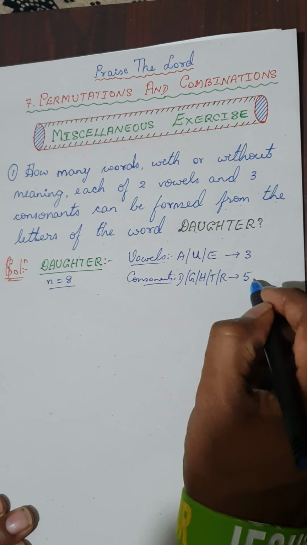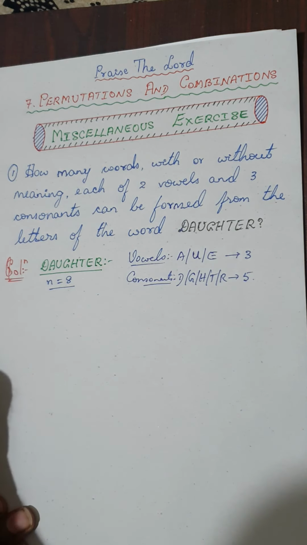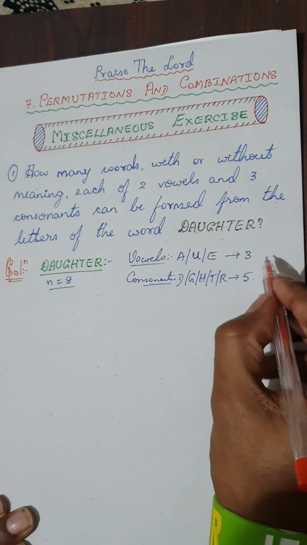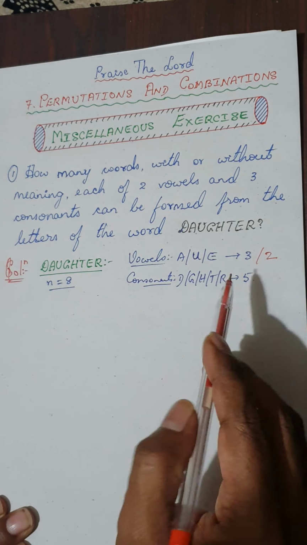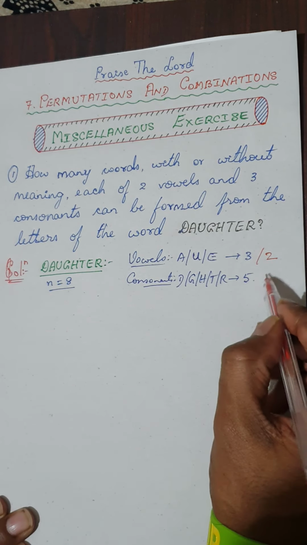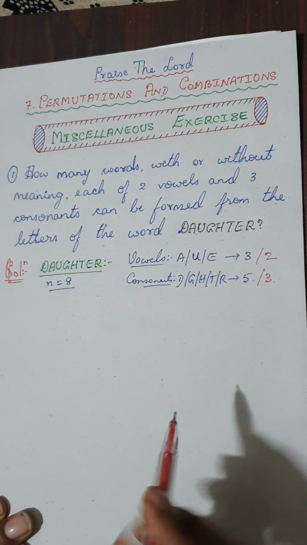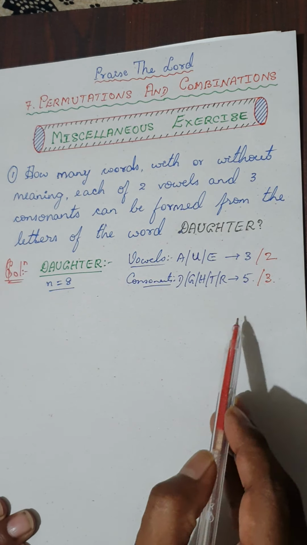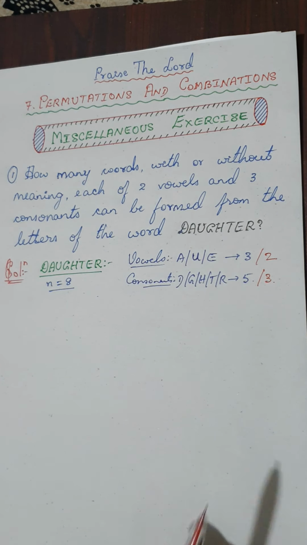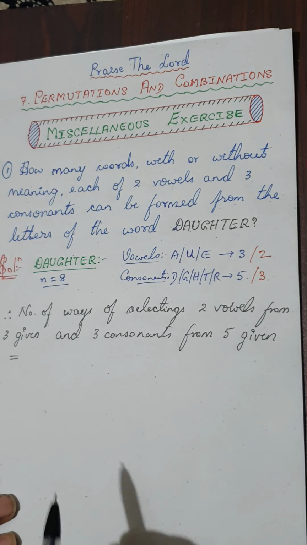So actually you have 5. Remember, out of these 3 vowels, you have to select 2, and out of these 5 consonants, you have to select 3. I repeat, you have to first select. In how many ways can you do this? So please note it down. Now look at this statement carefully.